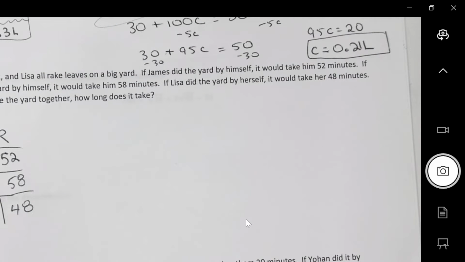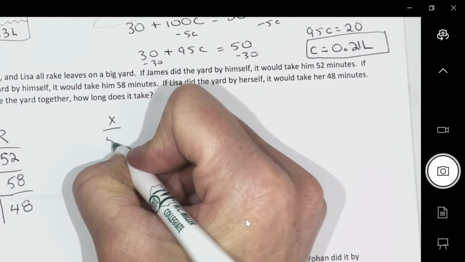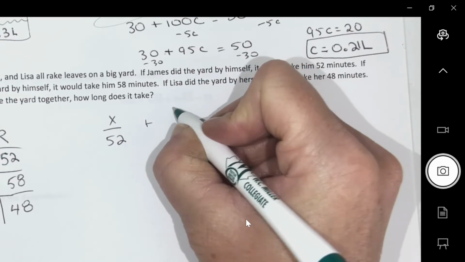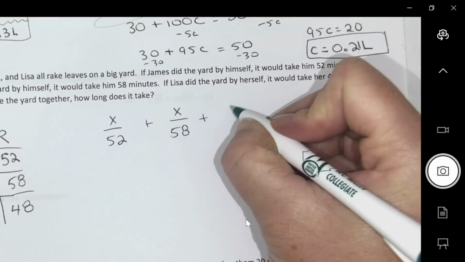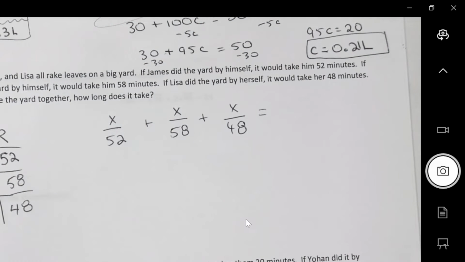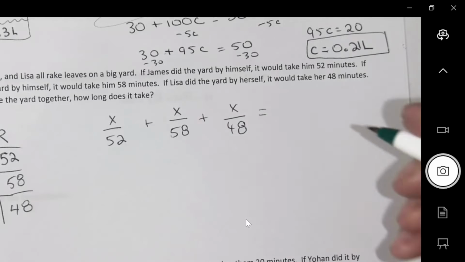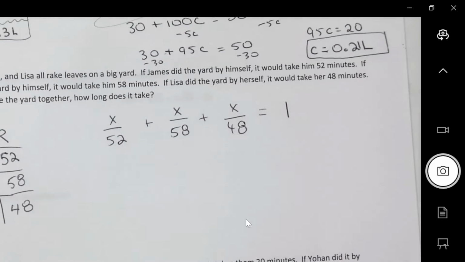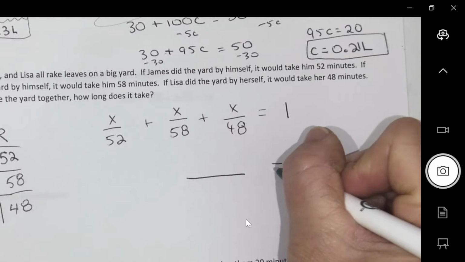Okay, so now we're always going to set this up. The time over rate is the job they did. So that's each person's job. They did a time over a rate. When all 3 of them do their jobs, the total amount of job is the one job. Okay, cross multiply, common denominator.